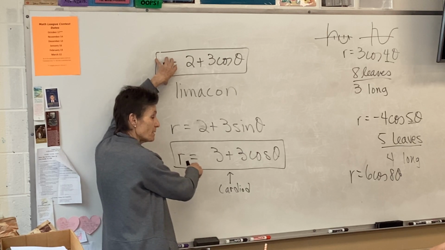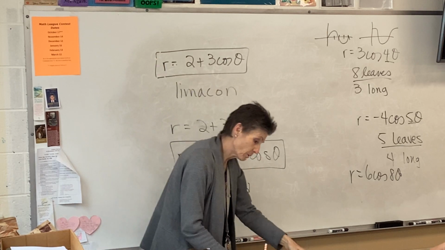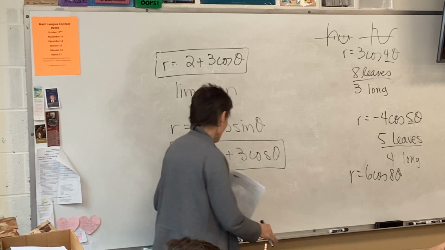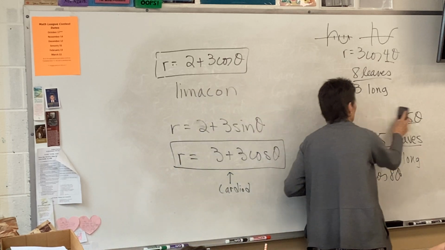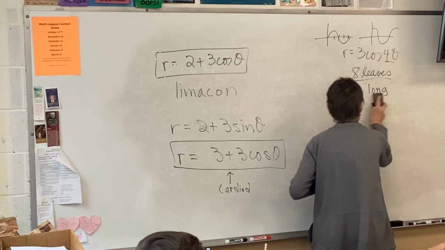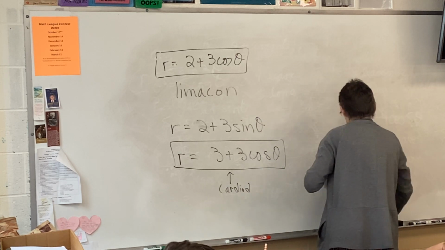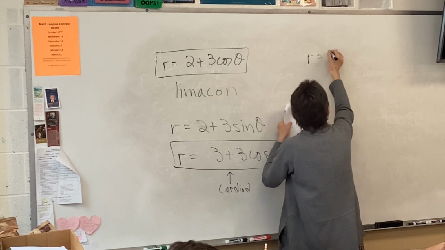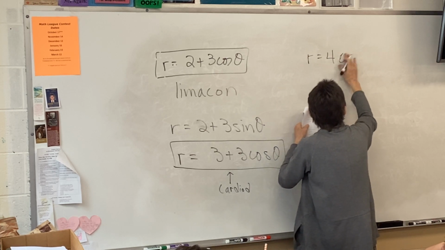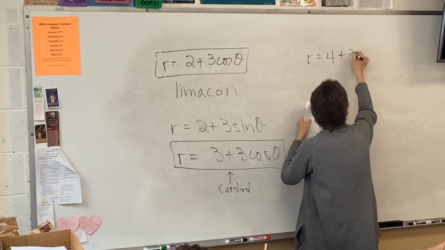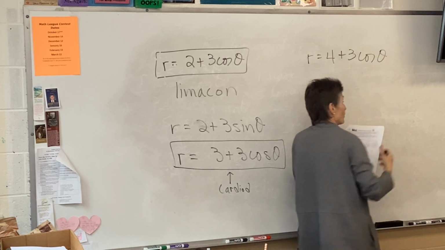All right, so draw a picture of that. Because now we're going to do 4 + 3 cosine theta. Kids, these are the things you have to observe and make note of, so that you can handle these multiple choice questions they're going to throw at you.